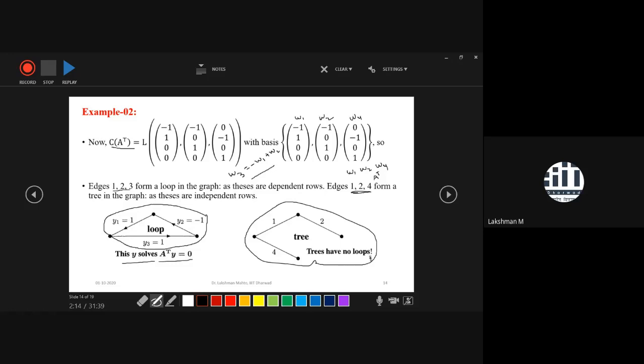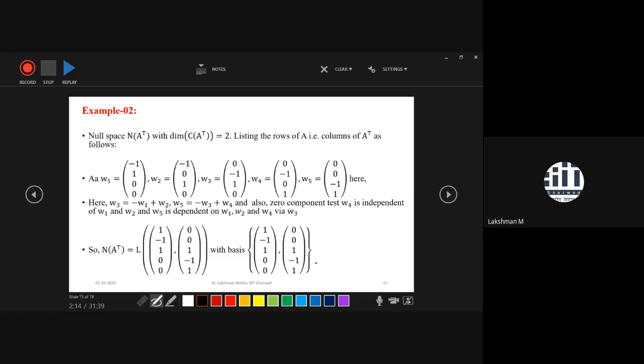So it is one application of four fundamental subspaces in a connected graph. Further, we find the null space of A transpose. This one is the last part of this connected graph. We have already seen that the dimension of the null space of A transpose is 2. So we need to list the rows of A, that means columns of A transpose, in proper order. So this is the listing.